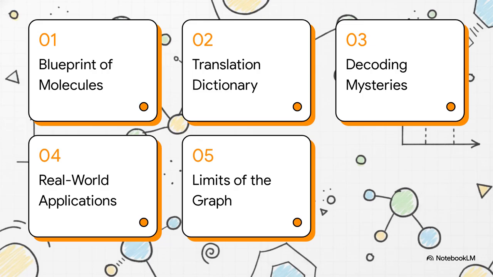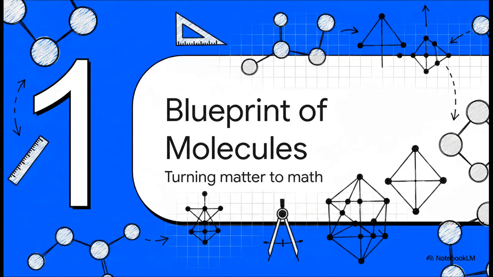So, here's our game plan for today. We'll start with the blueprint of molecules, build up our translation dictionary, then decode chemical mysteries, check out some real-world applications, and finally, wrap up with the limits of the graph. All right, section 1. The blueprint of molecules, turning matter into math.